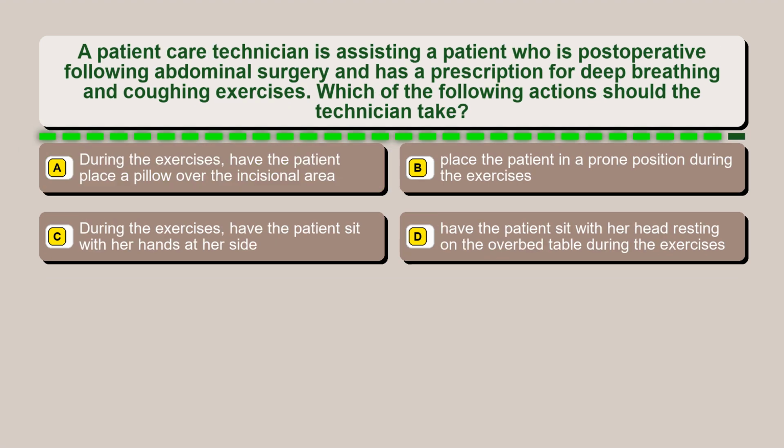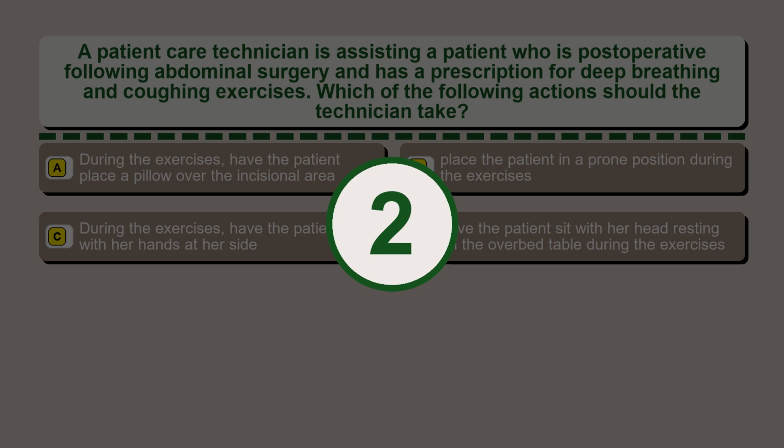Question 73. A patient care technician is assisting a patient who is postoperative following abdominal surgery and has a prescription for deep breathing and coughing exercises. Which of the following actions should the technician take? Option A. During the exercises, have the patient place a pillow over the incisional area. Option B. Place the patient in a prone position during the exercises. Option C. During the exercises, have the patient sit with her hands at her side. Option D. Have the patient sit with her head resting on the overbed table during the exercises.